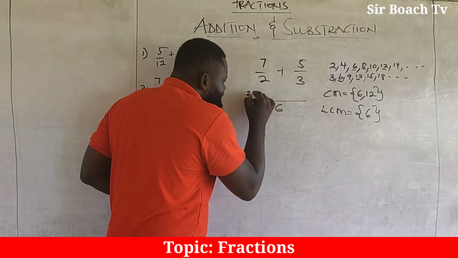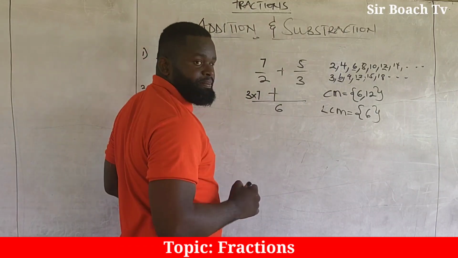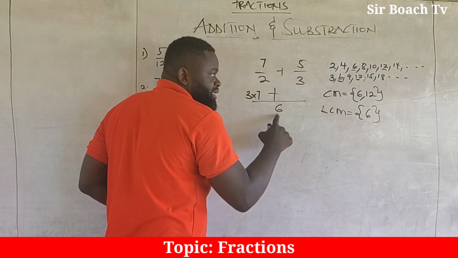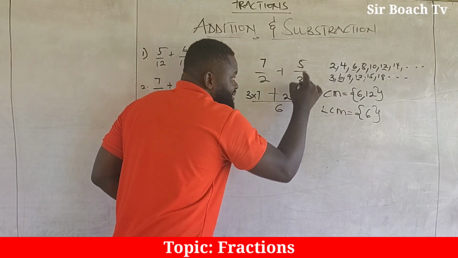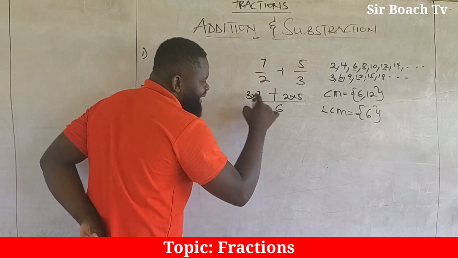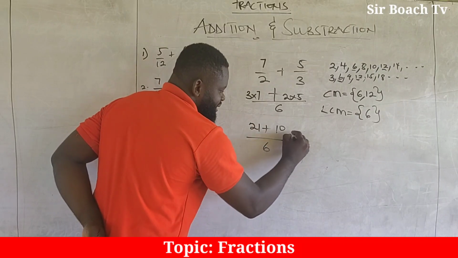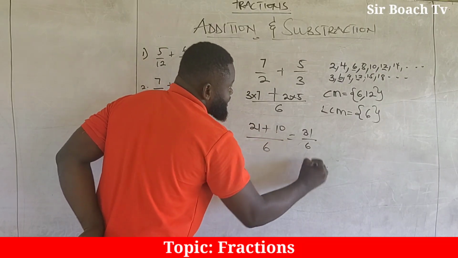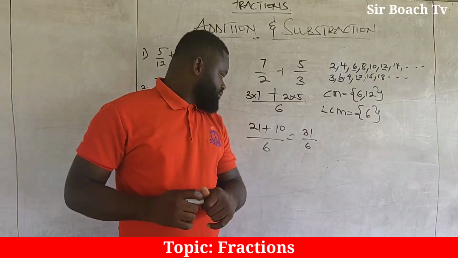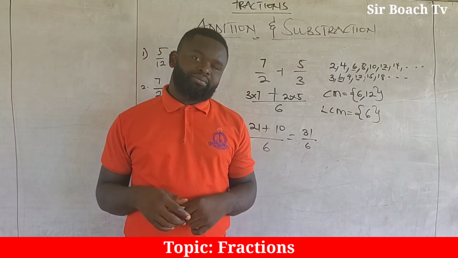So 3, then we multiply that 3 by the numerator of the 2, that is 7. Then our plus sign will come. We do the same thing here. How many times will 3 go into 6? 2 times. So that 2 times 5. Then 3 times 7 is what? 21 plus 10, all over 6. Then you get 31 over 6. That is all. It's so simple like that.